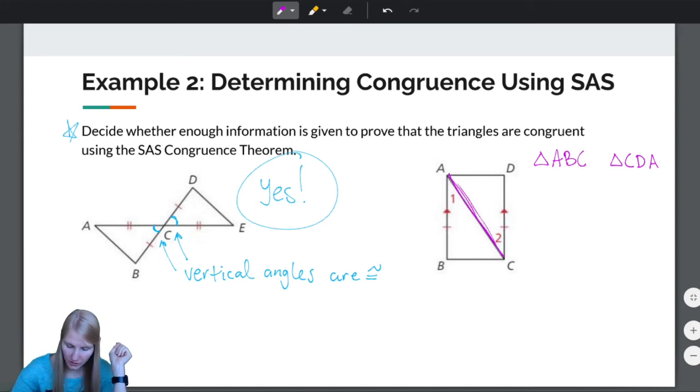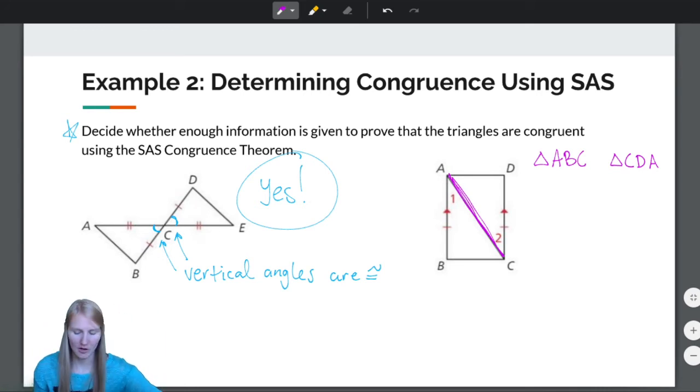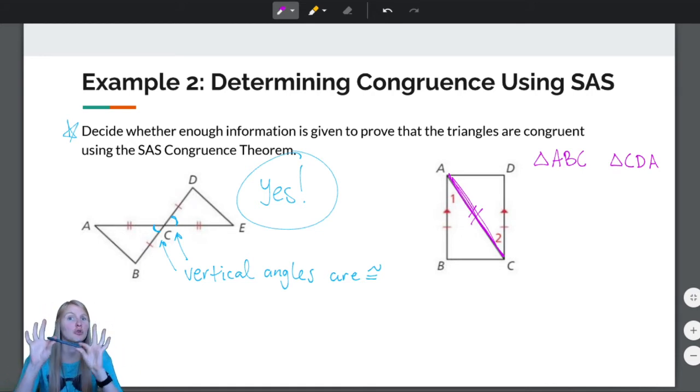And I want you to notice something else. Both the triangles share this side. Now, if you and your sister share a water bottle, you have the same water bottle. You have congruent water bottles because you have the same water bottle. If these triangles share a side, that side is congruent to itself. This pen is congruent to itself. Anything is congruent to itself. So, we can say that this side that they share is congruent to itself. So we can put these tick marks here.